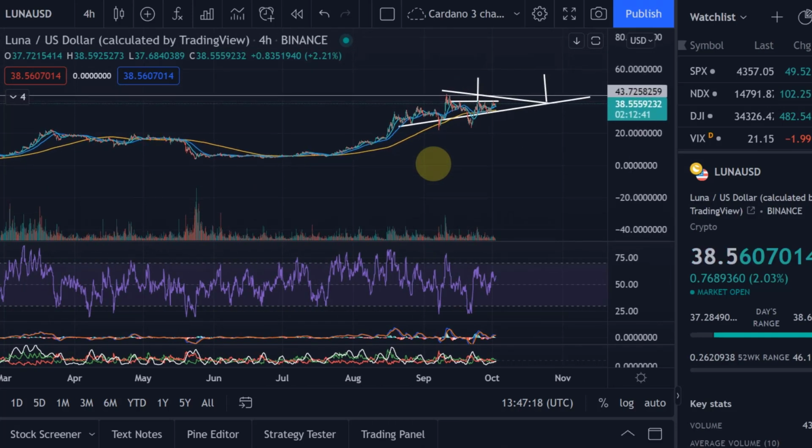And we've got that inverse head and shoulders, which is a bullish pattern. We've got that trend continuation pattern as well, which is the triangle. So, you know, it looks really good, to be honest.